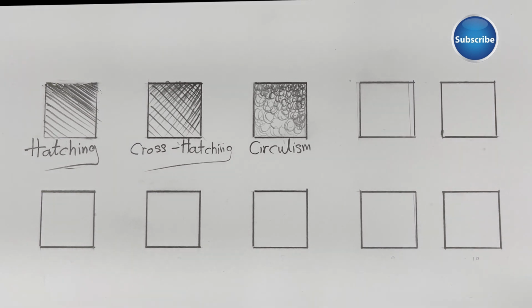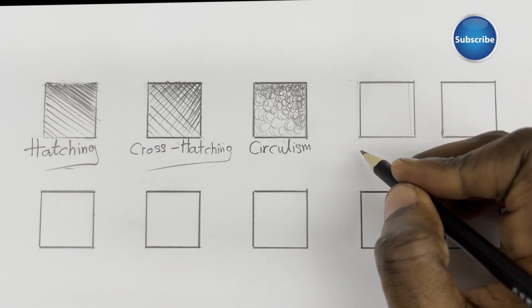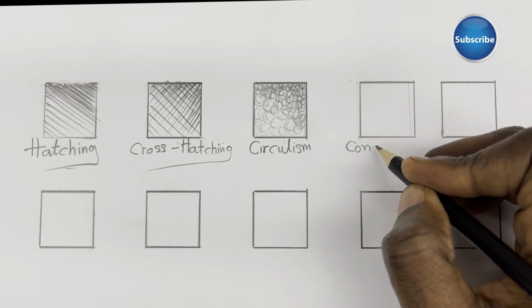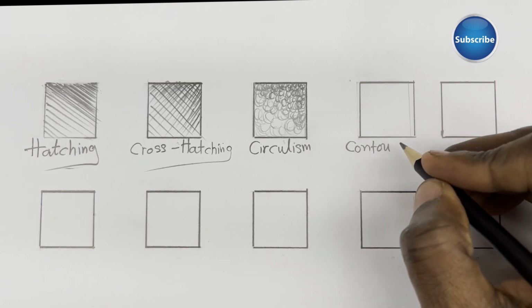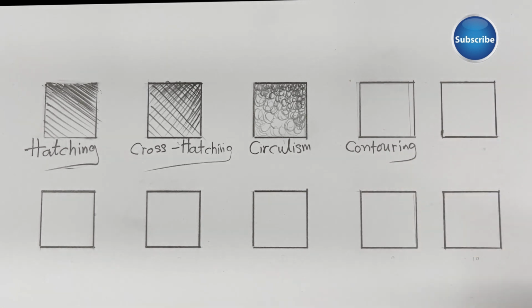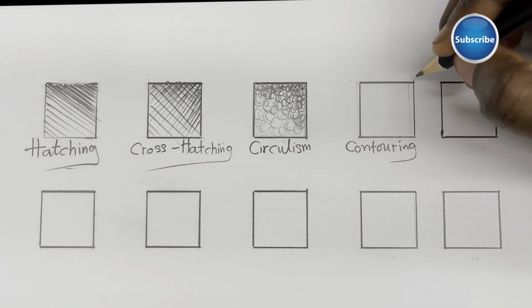Okay, now let's go to the next one. The next one is called contouring, where we use circles of lines to create our shading. So let's have a look at how it works. Contouring. So it's simply using contour lines to create your shadings. So let's have a look at it.